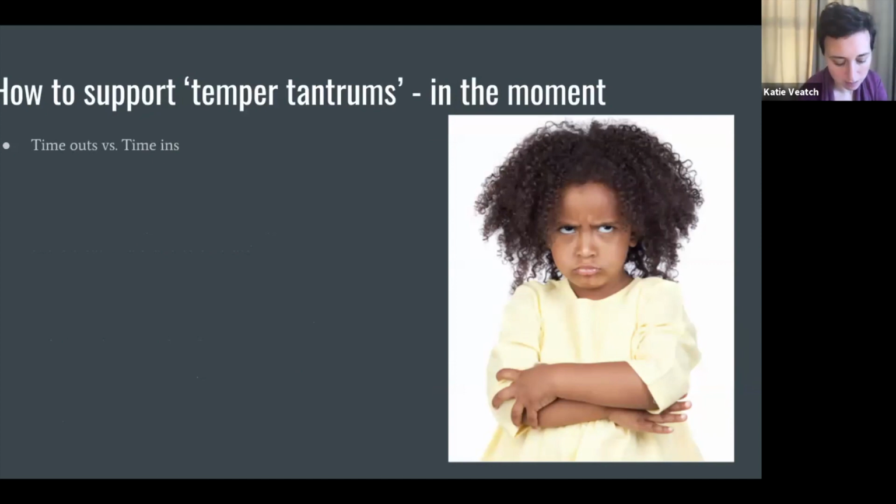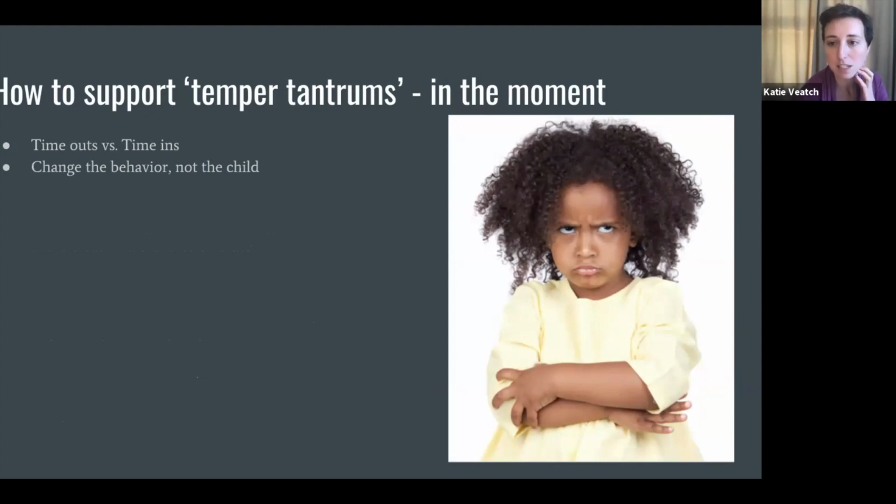Timeouts versus time ins. So timeouts, I think we all know what timeouts are. You have to go away from this space until you're ready to come back, or I'm going to set a timer for you and you need to be calm because you're out of control. A time in is I'm going to sit with you and we're going to sit here together. And we're going to work through this. And you don't have to talk. You don't have to say anything. Just be with them and keep them safe and keep yourself safe and keep the environment safe.